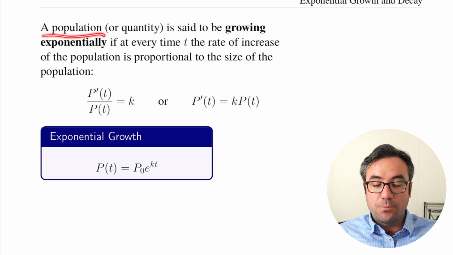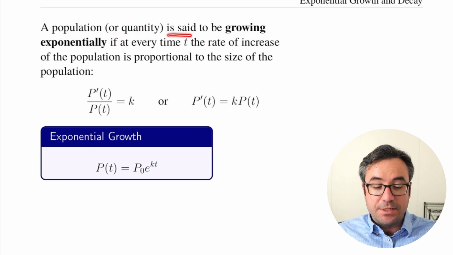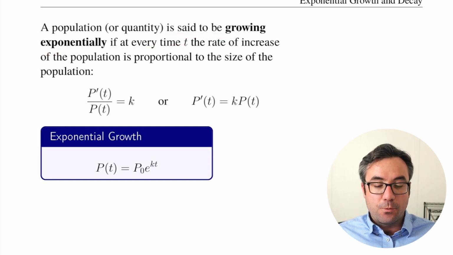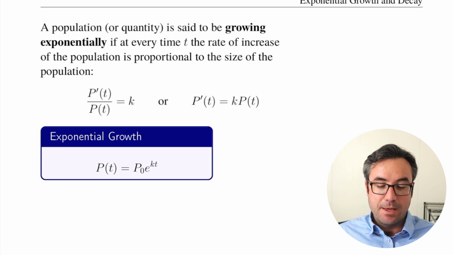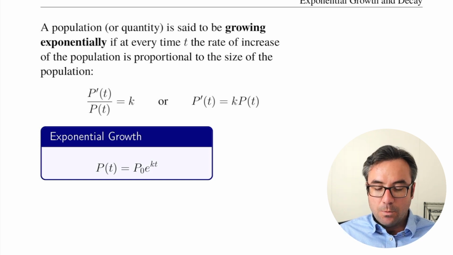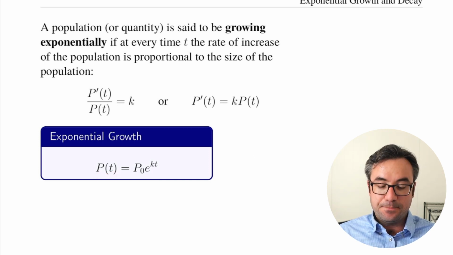So a population, or really any quantity that is growing exponentially, is said to be growing exponentially if at every time t, the rate of increase of the population is proportional to the size of the population. All right. And so if we know something is growing exponentially, the formula for exponential growth is P of t equal to P0 times e raised to the k times t.